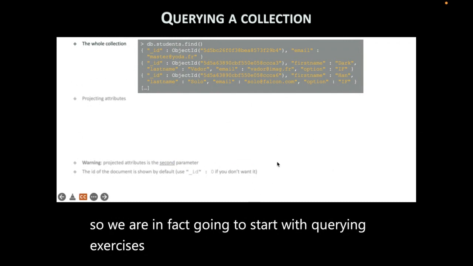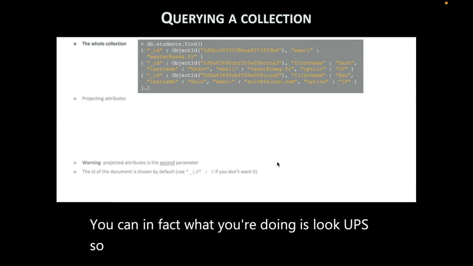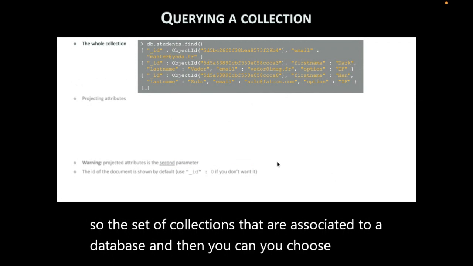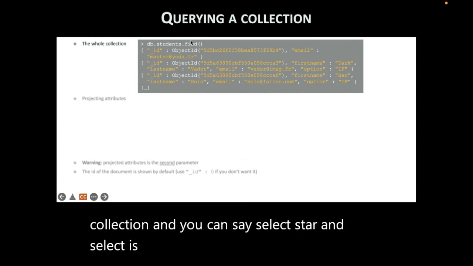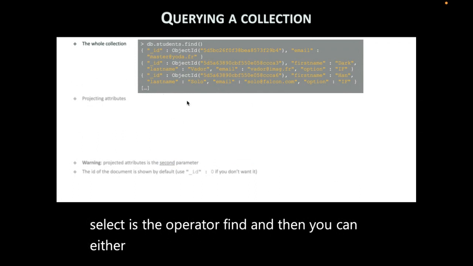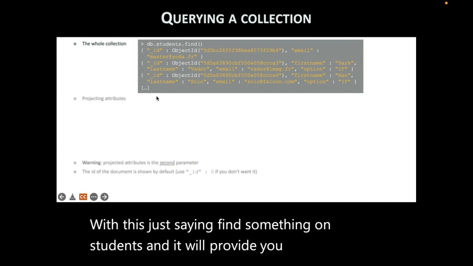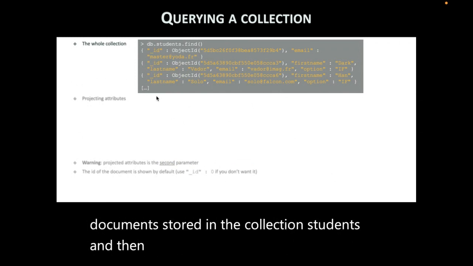So what you're doing is lookups. You know the set of collections that are associated to a database, and then you choose a collection and you can say select star, no? And select is the operator find, and then you can either select everything by just saying find on students, and it will provide you with all the documents stored in the collection students. And then you can add other things.